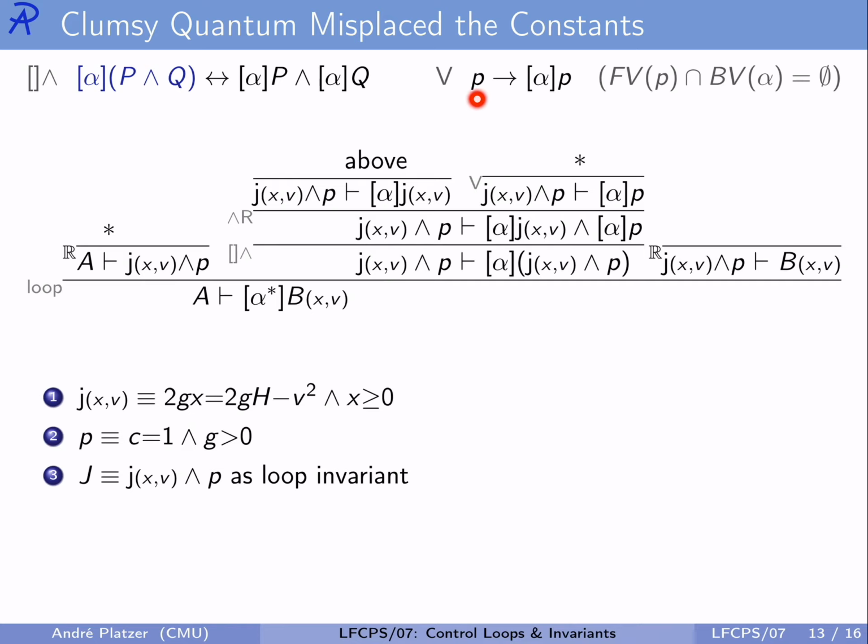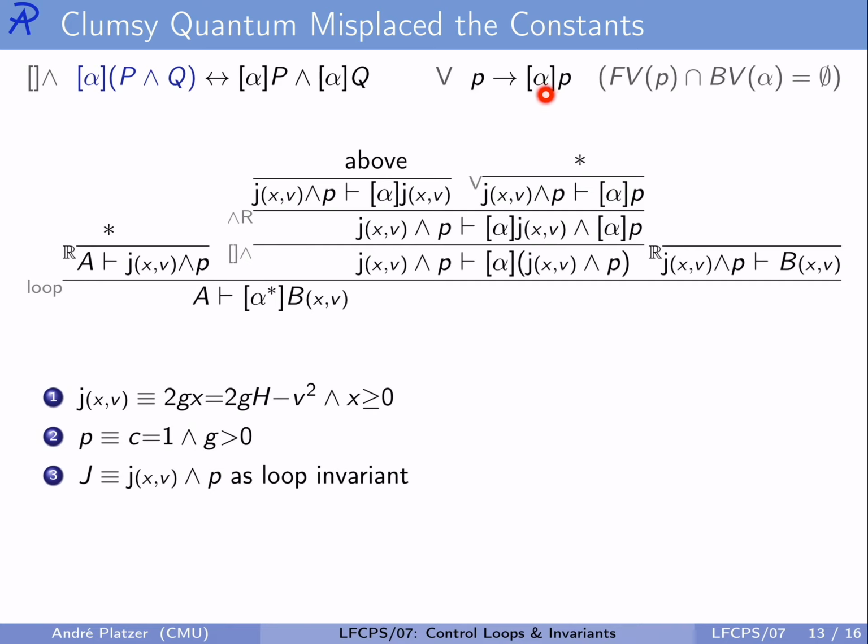If a formula P, such as the one down here, is true, then it's also always true after running a hybrid program alpha. Whoa, hold on a second. Of course, that cannot possibly be true for all postconditions P, but it is true for postconditions that don't change for obvious syntactic reasons during the hybrid program alpha, which means that the free variables of the postcondition intersect the bound variables of the program is the empty set. That means the variables that the postcondition is reading, the ones it's depending on, such as here, damping coefficient and gravity, are not changed in the hybrid program alpha.